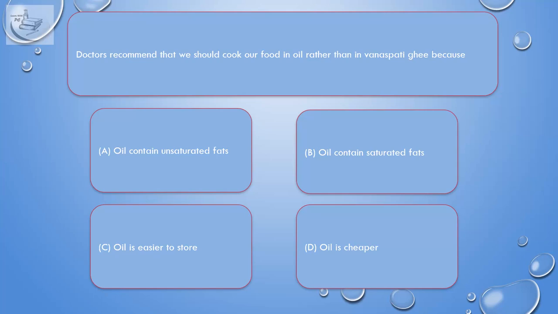Question: Doctors recommend that we should cook our food in oil rather than in vanaspati ghee because A. Oil contain unsaturated fats. B. Oil contain saturated fats. C. Oil is easier to store. D. Oil is cheaper. Correct answer is A. Oil contain unsaturated fats.